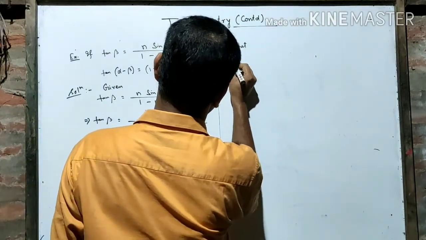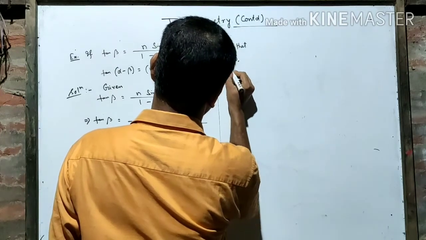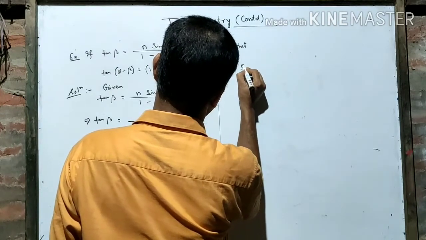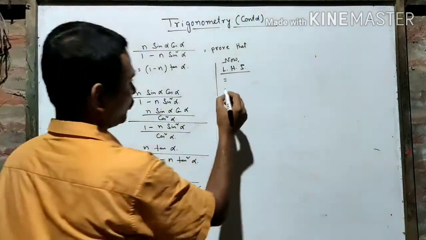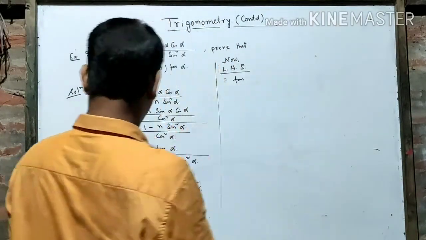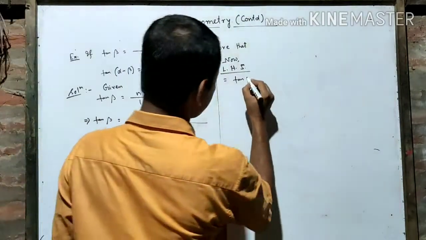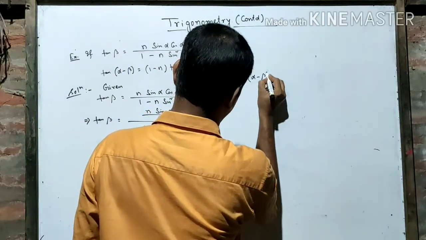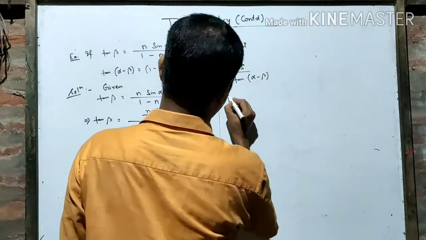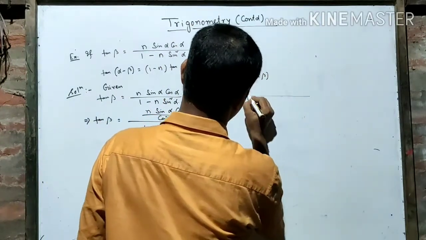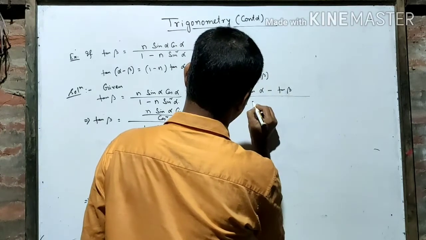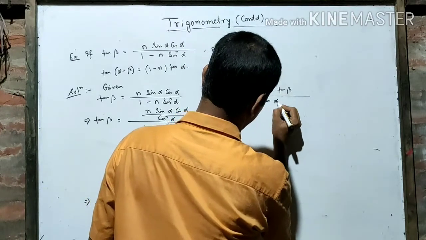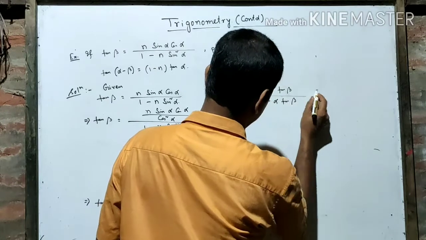Now the left hand side is equal to tan of alpha minus beta. We eliminate beta from here with the given condition. What is tan of alpha minus beta? Tan of alpha minus beta is tan alpha minus tan beta divided by 1 plus tan alpha into tan beta.